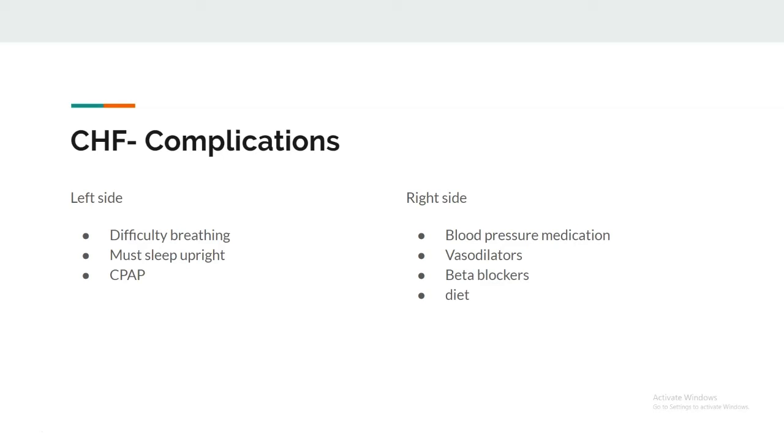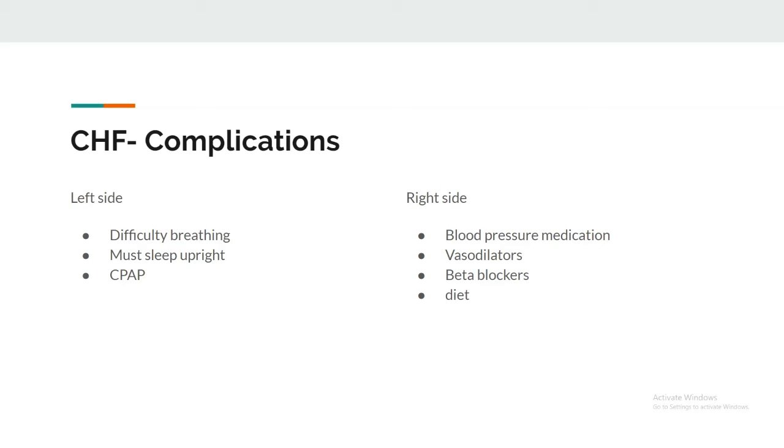So, some complications. Left-sided, you're going to have difficulty breathing because, again, the fluid's backing up into your lungs. You won't be able to sleep lying down because that will cause the fluid to build up in your lungs. So you have to sleep upright, and you have to have a CPAP mask on. So it's not really ideal to live that way. Right-sided, blood pressure medications to increase blood pressure to your extremities so that you're not going to get that swelling, backing up of blood.